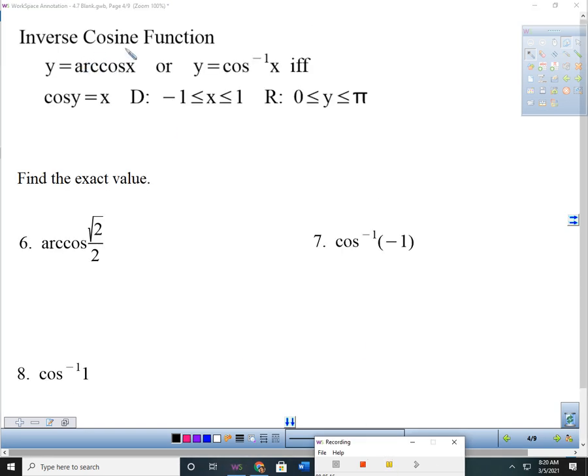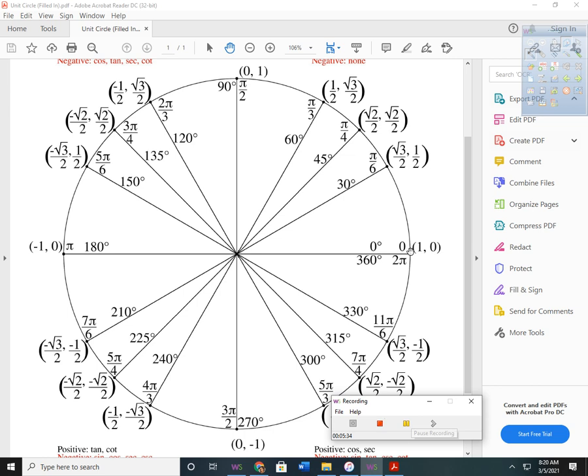So for your inverse cosine function, your x values, or the number that's right here, need to be between negative 1 and 1. But this time your outcomes, or the angles that you're going to get as answers, should be between 0 and pi. So any angle that we get should be between 0 and pi. So any of these angles right here between 0 and pi.